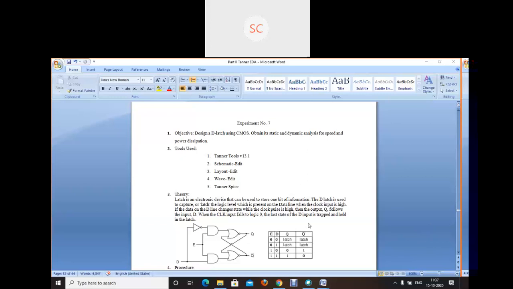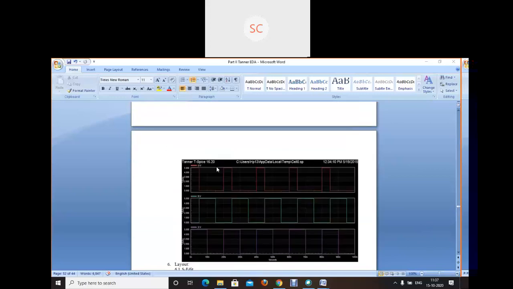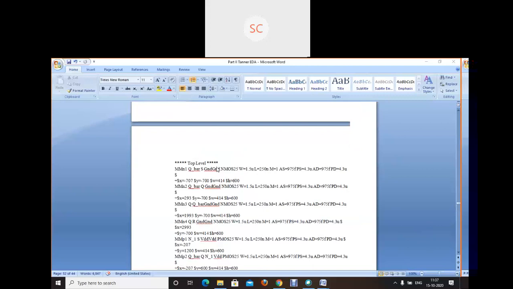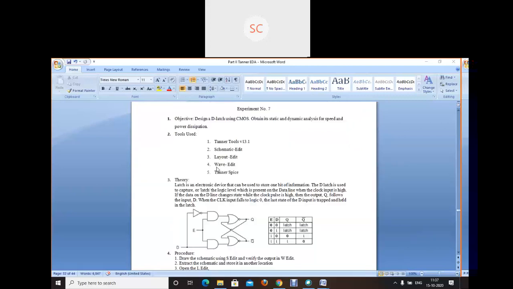Okay, now in the first session we completed the SR latch and the 4:1 multiplexer. The next is the D latch, using CMOS, and we will obtain the static and dynamic analysis for speed and power dissipation. Okay.